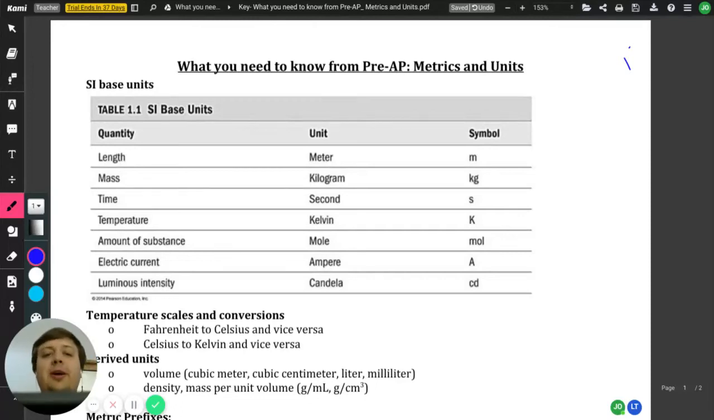Everybody, Mr. Oglesby here. Today we are going to quickly go over the metric system and SI units that you would need to know from your previous chemistry classes. So let's go ahead and dive on into that.